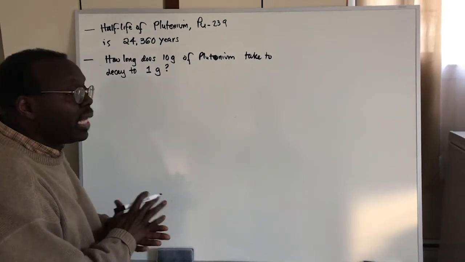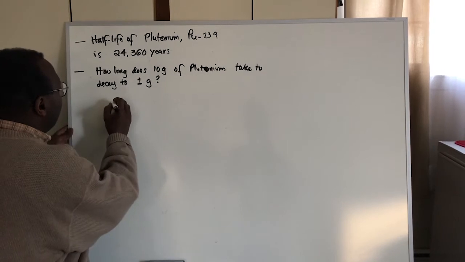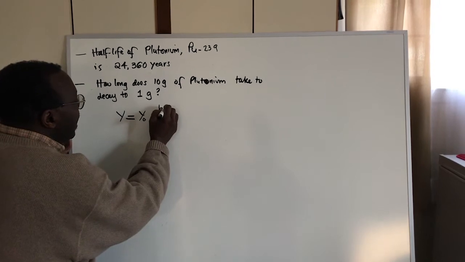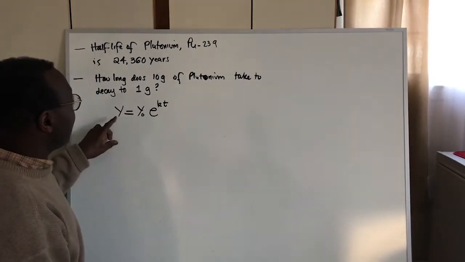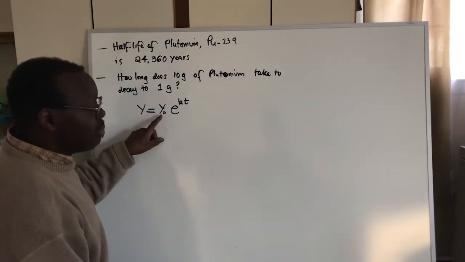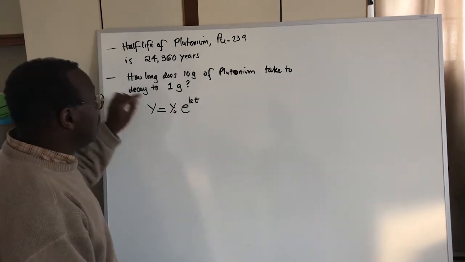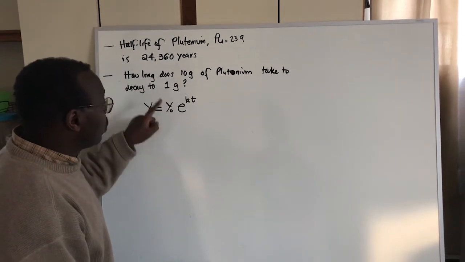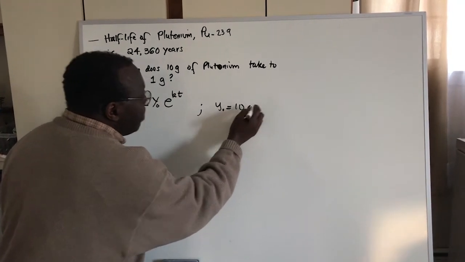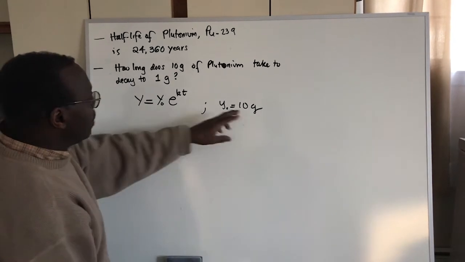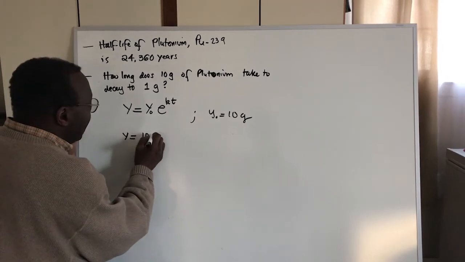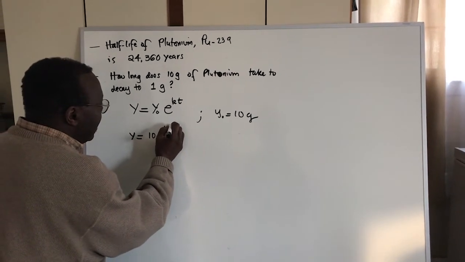And using the equation that we started last week, the equation was y is equal to y sub 0 e^(kt). In this case, y will be the mass of plutonium. Y sub 0 is the initial mass. The initial amount is 10 grams. So you substitute 10 grams for y sub 0 to get y is equal to 10 e^(kt).